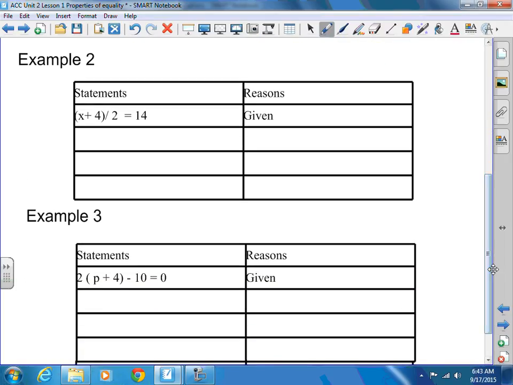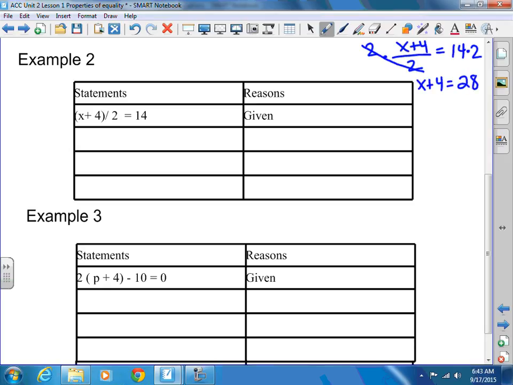Let's look at example 2. Here we have x plus 4 over 2 equals 14. Now, x and 4 are both being divided by 2, but we don't know what x is, so we can't combine them and then divide by 2. So we need to undo that division by multiplying. Those would cancel out, so we're left with x plus 4 equals 28.